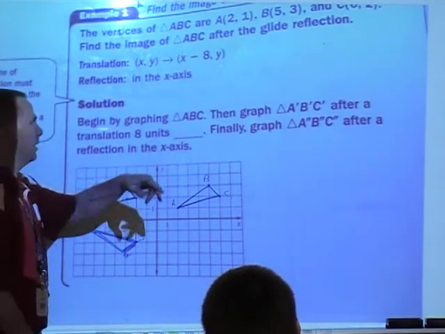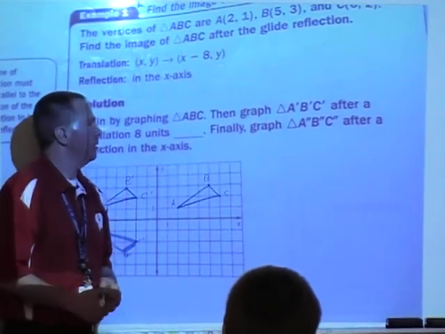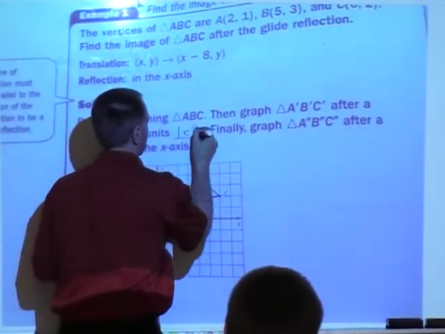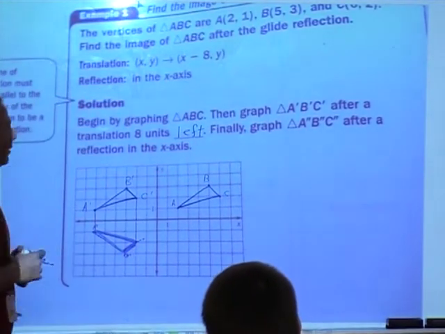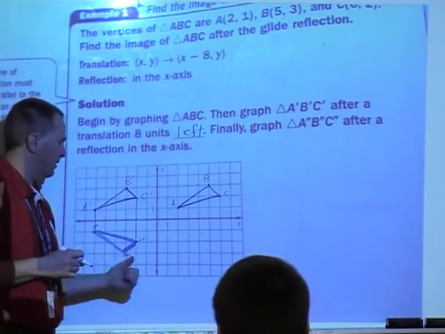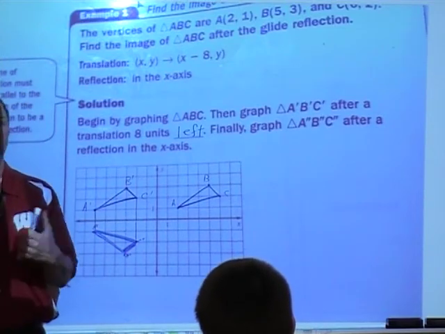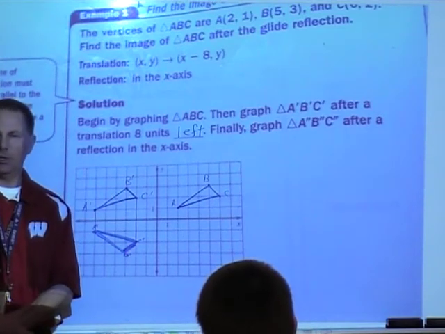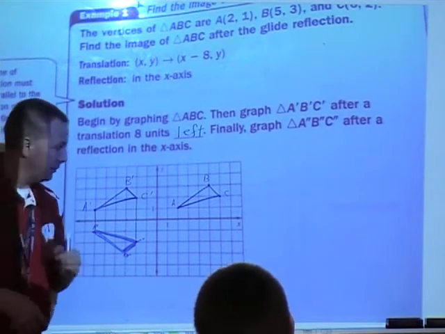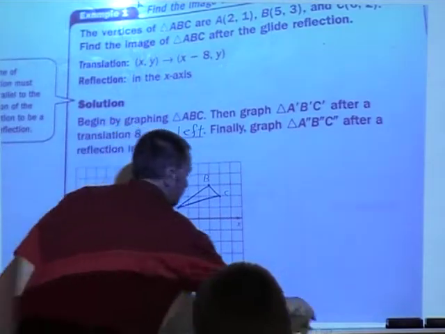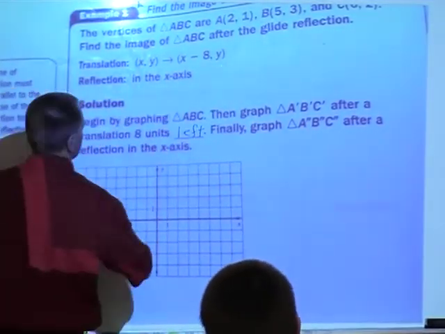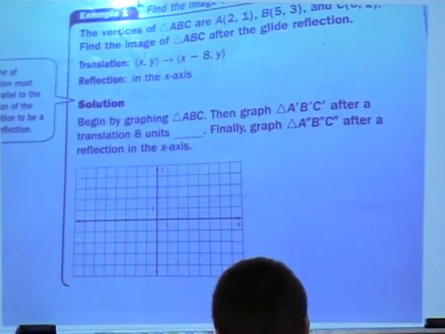So, begin by graphing ABC, then graph A prime, B prime, C prime after the translation, 8 units left is what we did. Find the graph A double prime, B double prime, C double prime after reflection in the x-axis. Any questions about that composition of transformations? Very simple. Now we have rotations and stuff that we can talk about, which we'll get to. So let's talk about some other things here. Next one.